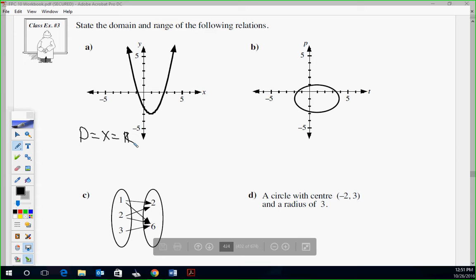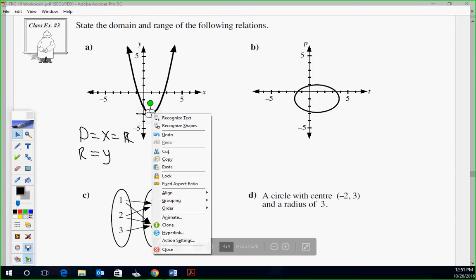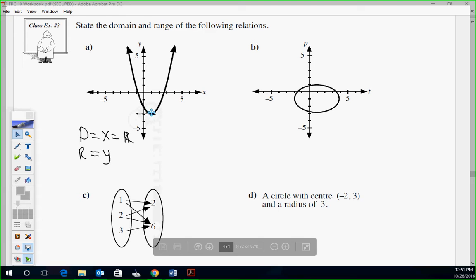Okay. Maddie, you want to take a shot at the range? So range is y. Okay, so good. So 1, 2, 3. So that's what all he's talking about right here is -3 for the y. So it's going to be this number and above, which means greater than. So it's y greater than or equal to -3.